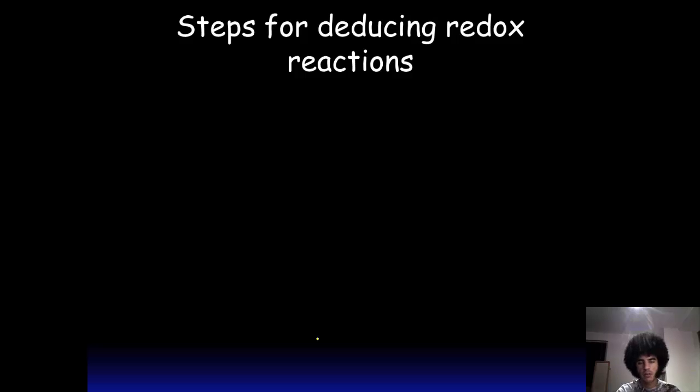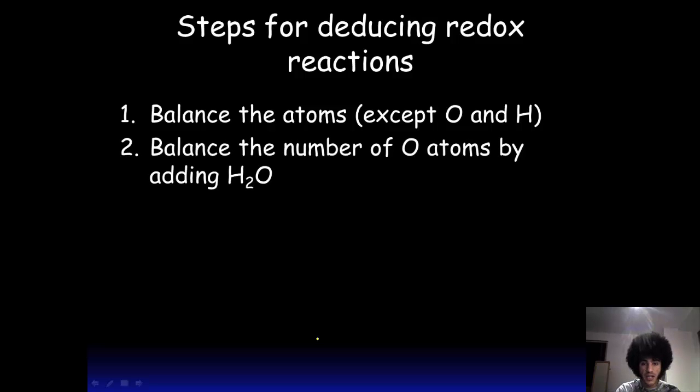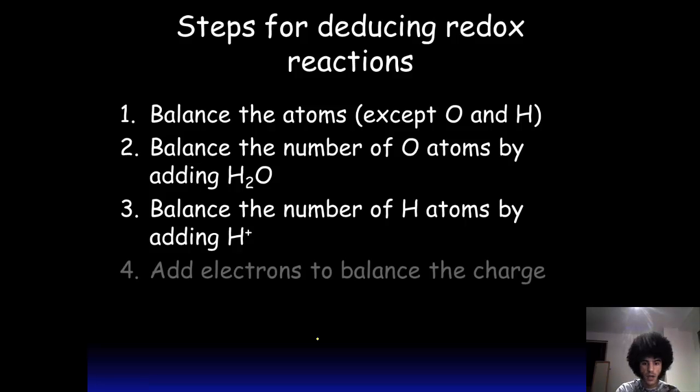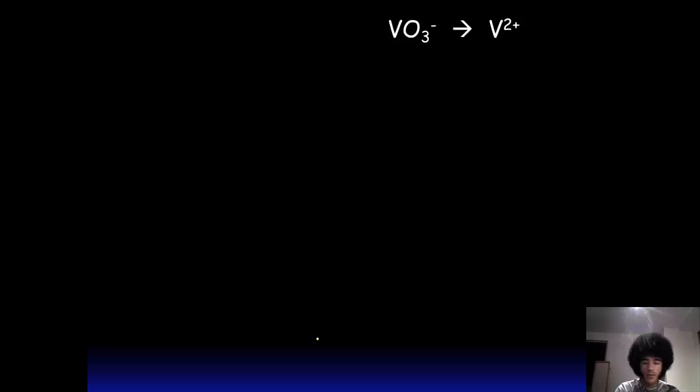Now this is the step-by-step process I recommend for going through this. First off, you want to balance your atoms. So in the case of what we've seen before, you either balance the vanadiums or the coppers, whatever it is that you have to deal with, except for the oxygen and hydrogen, that comes later. Your second step is to balance number of oxygen atoms by adding water, and that's usually on the product side. You then have to balance the number of hydrogen atoms by adding H+, and that's usually on the reactant side. You then have to add electrons to balance the charges, and then finally check your answer, which is the more straightforward step. So let's put this in practice.